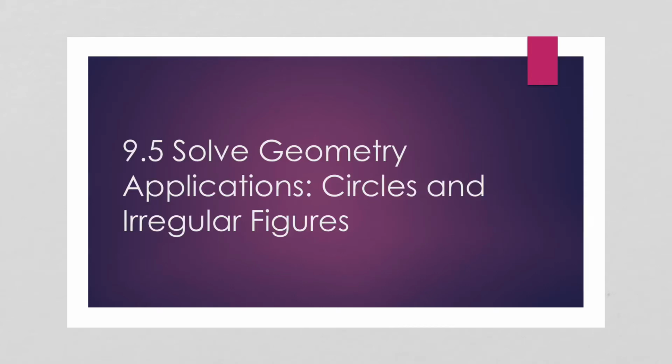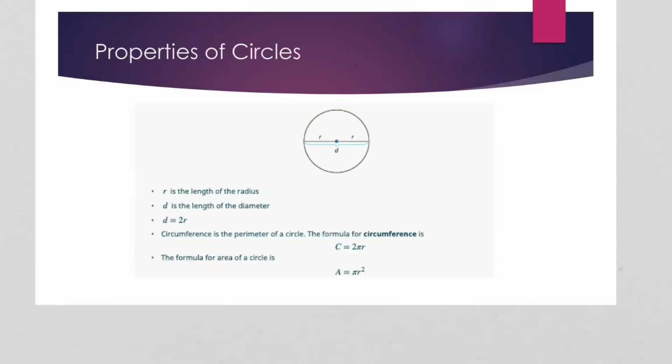So in this section, we are going to talk about geometry applications, which mostly means word problems. And we're going to talk about those word problems with the topic of circles and irregular figures. Okay, so whenever we talk about a circle, we're talking about a two-dimensional shape. It's not 3D, so it's not a ball or a sphere. It is strictly two-dimensional, so it's a flat surface and it is a true circle.